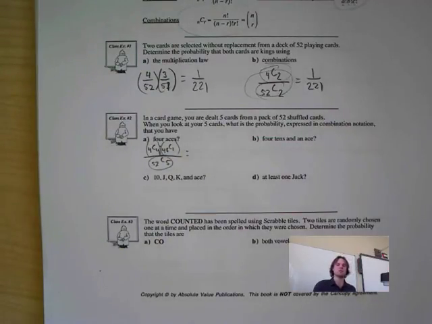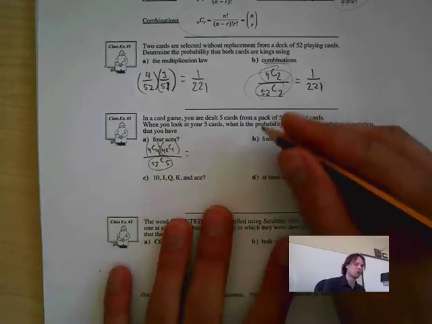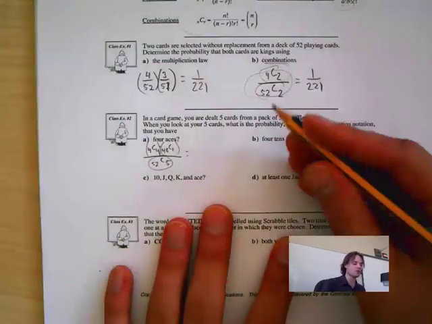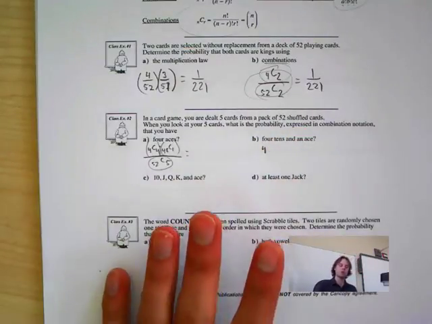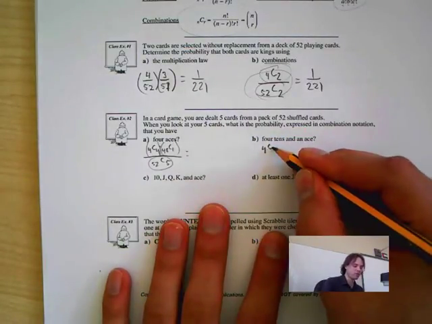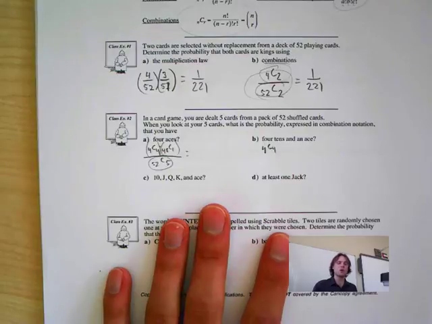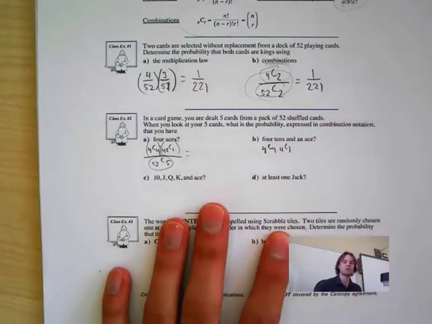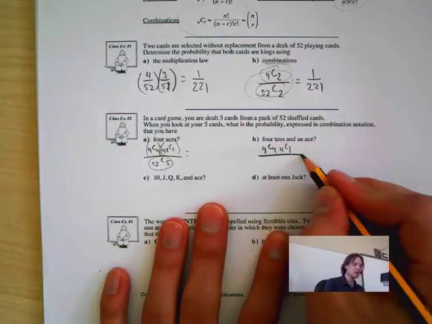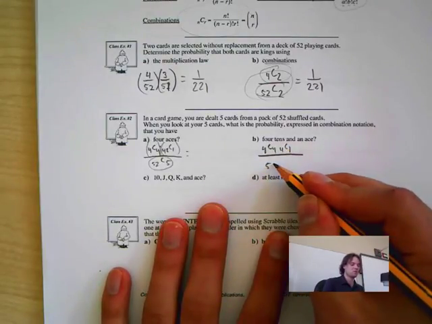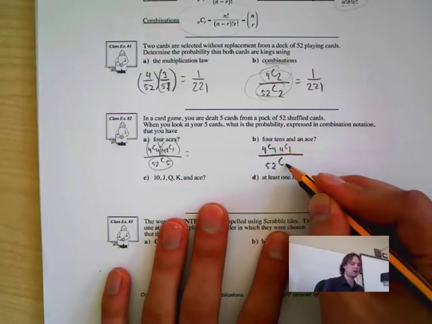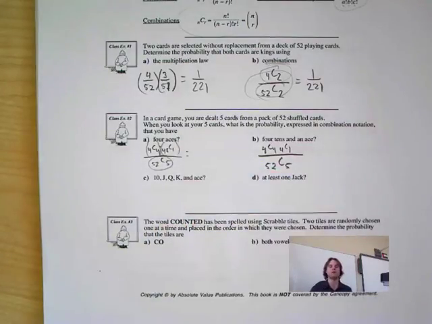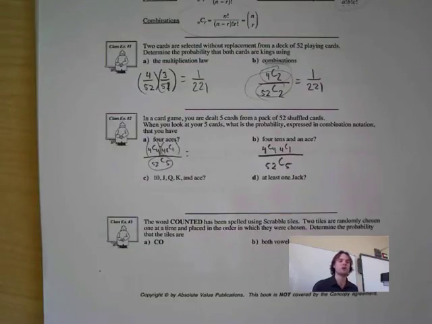Now let's look at the next one. It says 4 10s and an ace. How many 10s are there in a deck of cards? There are 4 10s. How many are we looking at? We want all 4 of them in our hand. And we also want an ace, so out of 4 aces, we only want 1. Once again, we're choosing a 5-card hand out of 52. Those are all possible 5-card hands out of the total 52 cards.